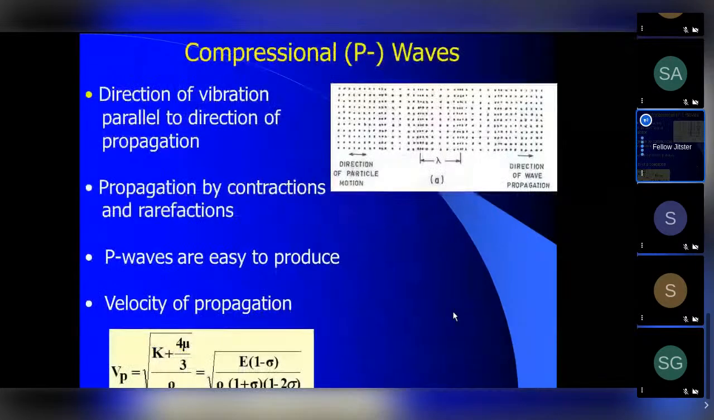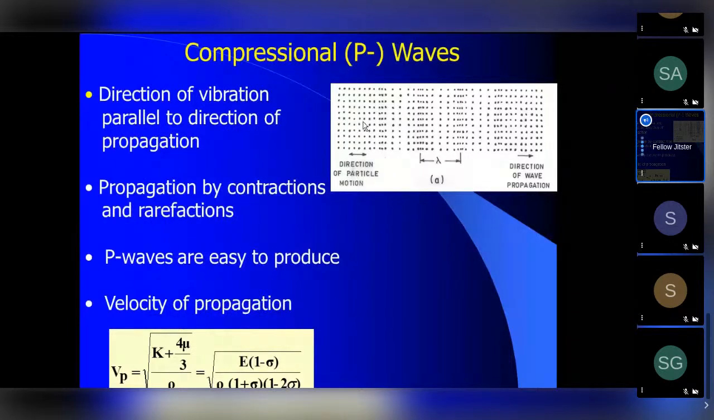So this is the compressional wave. You can see on the right, as I told you, the direction of vibration is parallel to the direction of propagation. You can see the wavelength, and the particles are widely spaced, then come very close, then widely spaced, then close again. When they're widely spaced, they are rarefied. When they're closely spaced, they're compressed. So it's like a bellows: you compress and expand, compress and expand, and the wave moves.